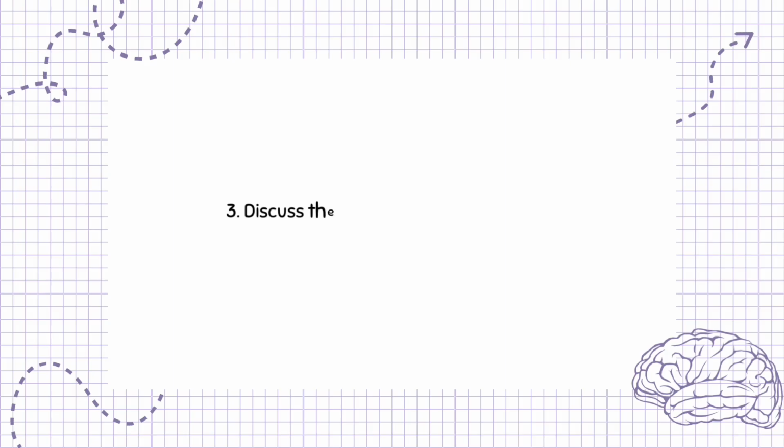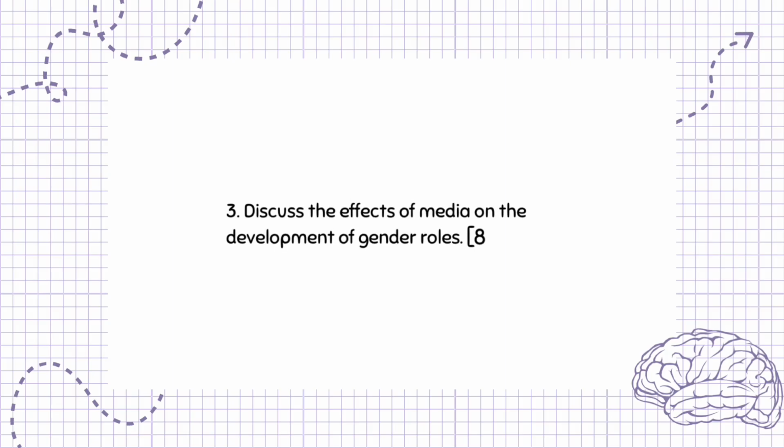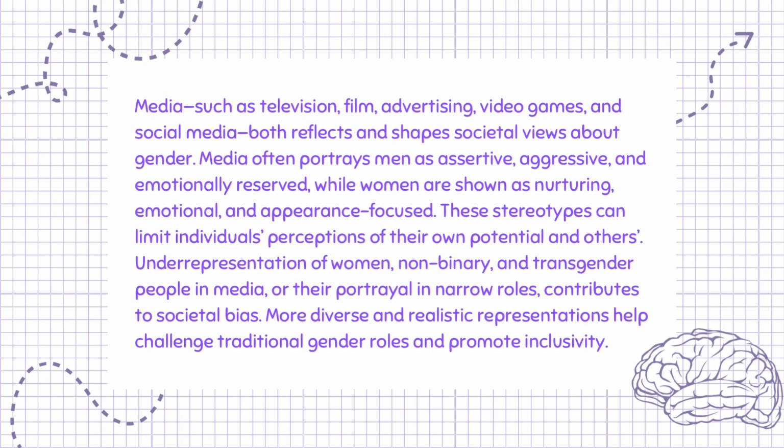Question 3. Discuss the effects of media on the development of gender roles. 8 marks. Media, such as television, film, advertising, video games, and social media, both reflects and shapes societal views about gender. Media often portrays men as assertive, aggressive, and emotionally reserved, while women are shown as nurturing, emotional, and appearance-focused. These stereotypes can limit individuals' perceptions of their own potential and others.